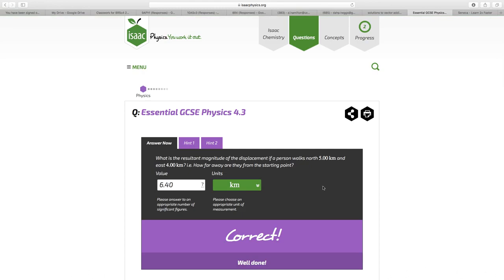For 3, what is the resultant magnitude of the displacement if a person walks 5 kilometers east and 5 kilometers north and 4 kilometers east? So that's 5 north, 4 east. You want the hypotenuse of that triangle. So if you do the square root of 5 squared plus 4 squared, that gives you 6.4. Notice 3 sig figs here because you've got 3 sig figs here and here. If either of these was only to 2, this would have to be to 2, and the units are kilometers.